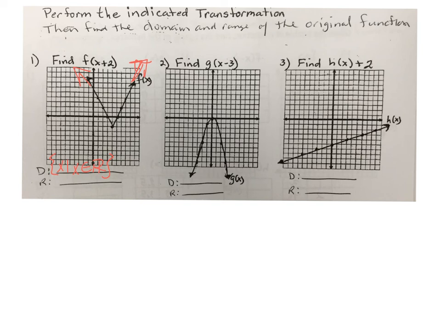Now, what is the range? This graph starts at -2 and goes up. So your range is y such that y is greater than or equal to -2. Okay, so that's the first thing you're going to do with each graph.